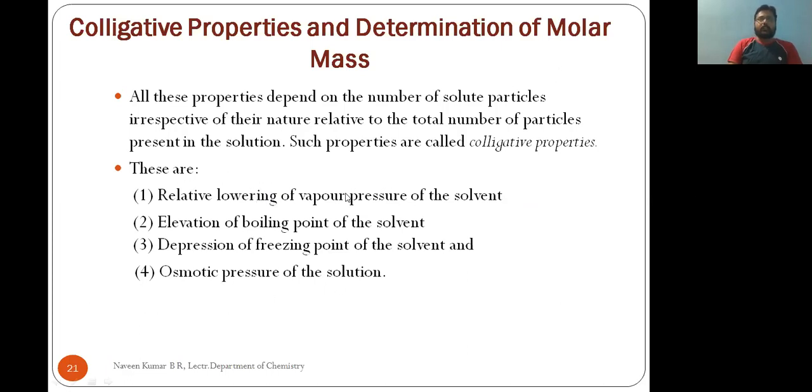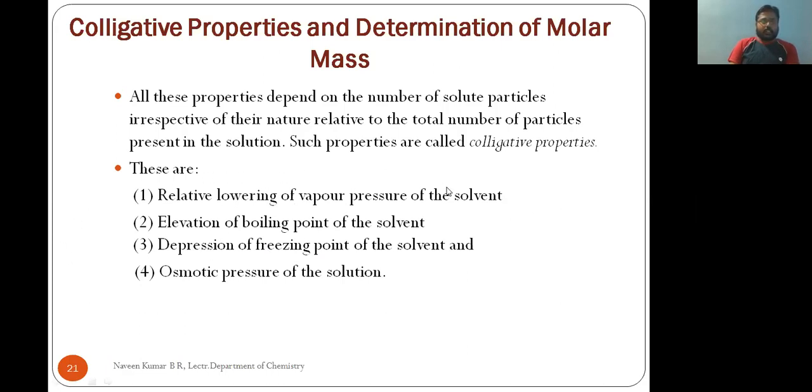Relative lowering of vapor pressure is given as RLVP, elevation of boiling point is given as delta TB, depression of freezing point is given as delta TF, and osmotic pressure of the solution is represented by pi. We'll discuss them in detail and the calculations required to obtain the molecular mass of the solute.